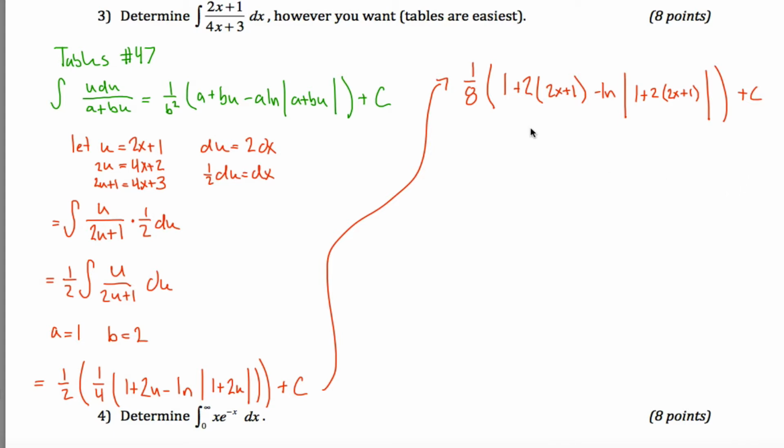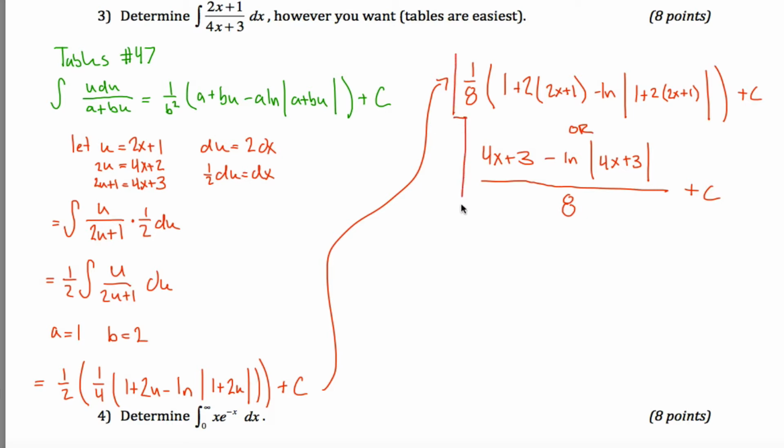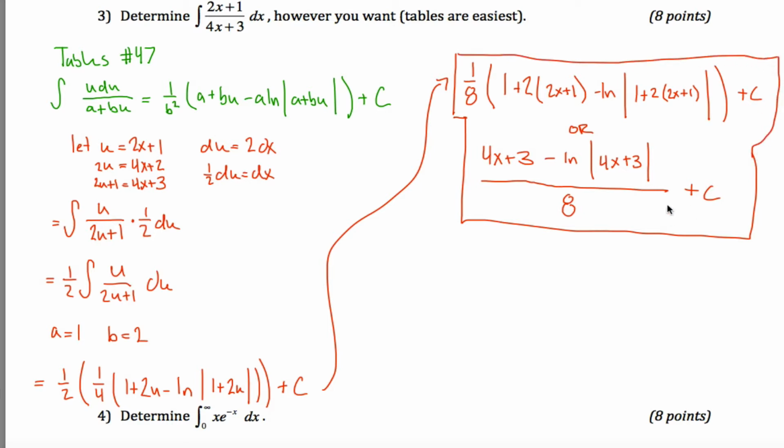And I think I can even clean that up a little bit if I was so inclined. 2 times 2x plus 1 is 4x plus 2, plus 1 more would be 4x plus 3. So I got a 4x plus 3 coming out of here, minus the natural log of, and then same thing here, this is going to be 4x plus 3. And you're like, oh, you forgot about that 8. No, I didn't. Let's divide the whole thing by 8, and then tack on a c. But really, I don't care which of these forms you give me. Either of these are totally fine, as is any other equivalent form.